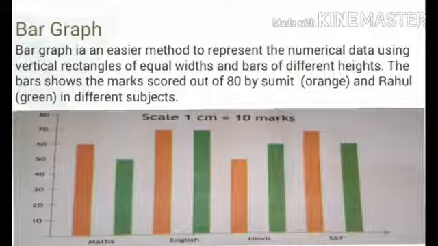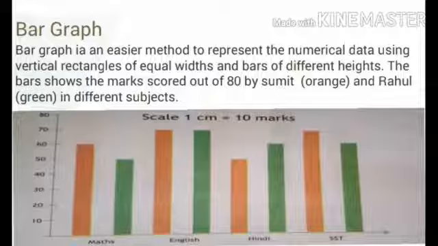Okay, let us see in maths how much they score. Sumit scored, you see the orange diagram. So, see on the left hand side, the bar diagram is straight at 60. Okay, so you have to see the line here.